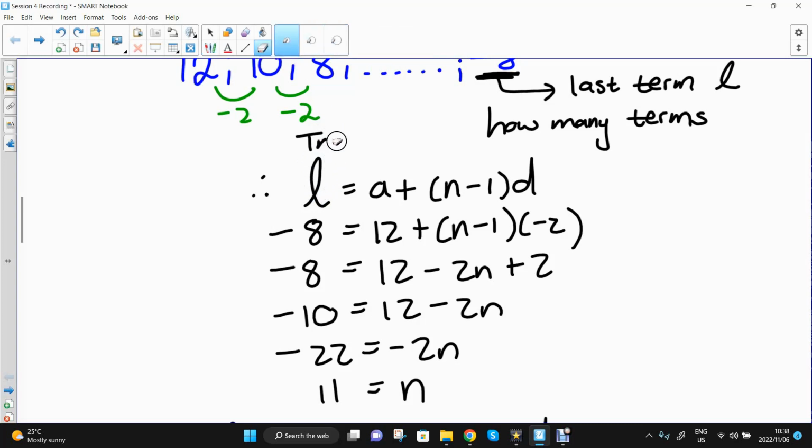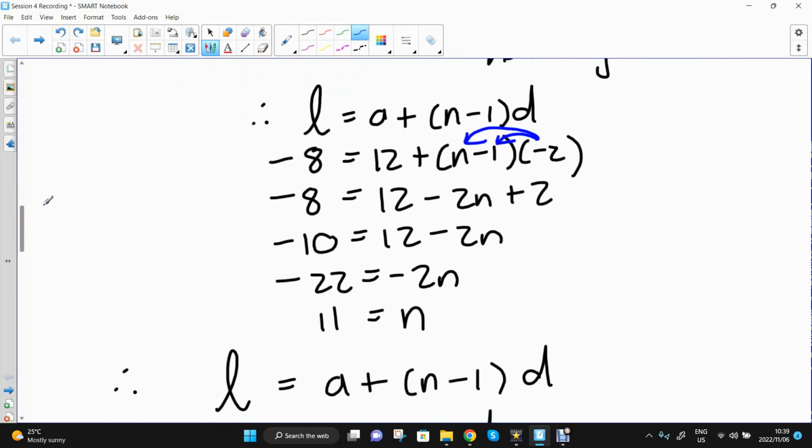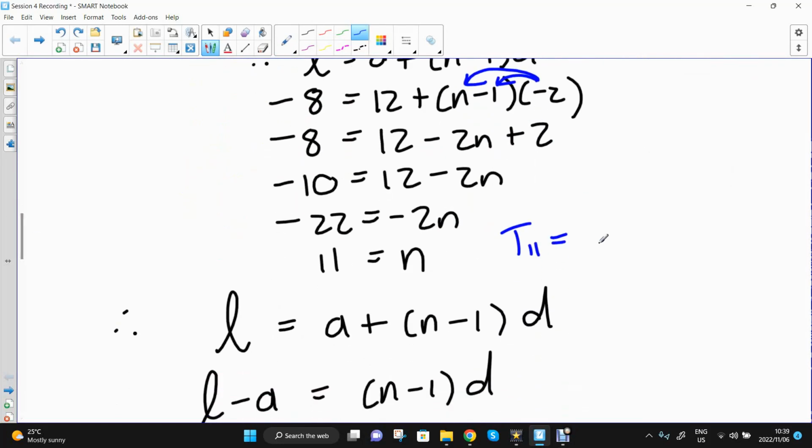So my last term is now L. My first term is A. And my constant difference is D. Now, if I sub in all of those values, I know that my last term is minus 8. My first term is 12. And that my common difference is negative 2. If you multiply that into your bracket, then you can simplify that quite nicely to get n's answer. So you can see that it's going to be the 11th term. So the 11th term is going to be the last term of a value of minus 8. So that is what you've just found.